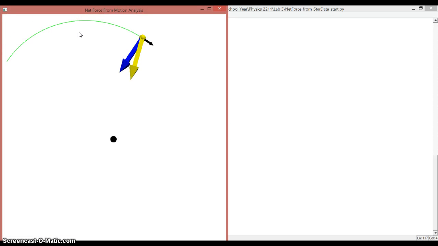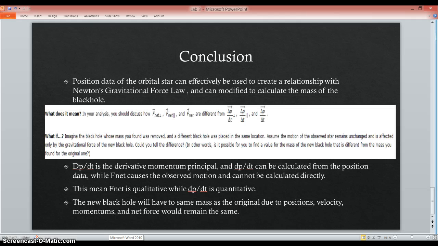As you can see, as the star moves along, Fnet parallel increases while Fnet perpendicular is constantly pointing towards the star. Here is the Fnet of both forces once you add them together. As you can see, it is expected that the Fnet perpendicular would increase as it goes closer and closer to the black hole, and then slowly decrease as it gets farther and farther away, with a trajectory looking something like this. In conclusion, position data of the orbital star can effectively be used to create a relationship with Newton's gravitational law of force and can be modified to calculate the mass of the black hole.